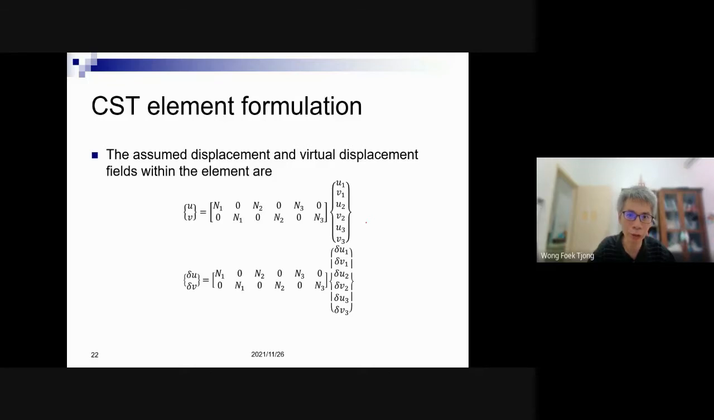Well, let's continue our finite element formulation after discussing the shape functions. So again, we have the displacement field. We express it in terms of the shape function and nodal displacement. How about the vertical displacement? The same format. The vertical displacement, delta U and delta V, use the same format, the same shape functions. That's the finite element formulation.